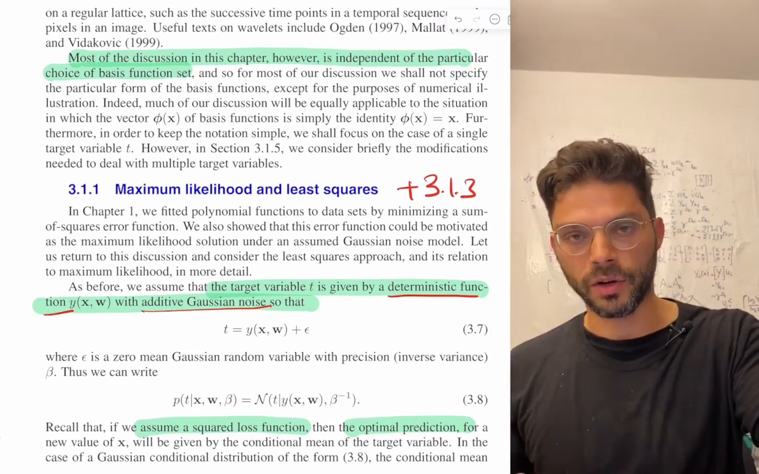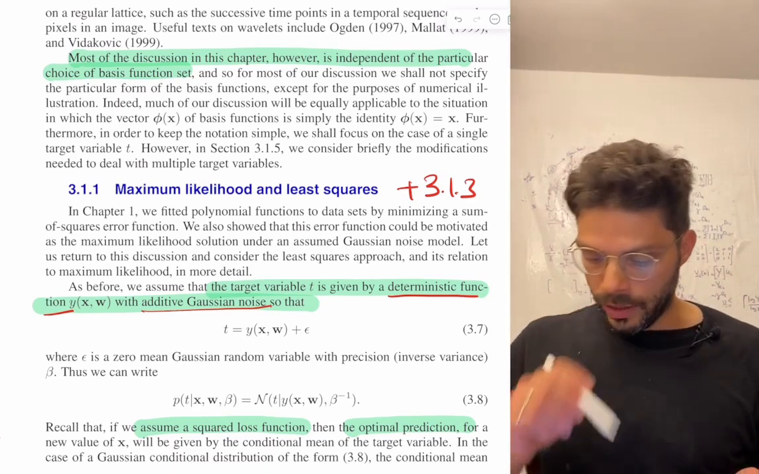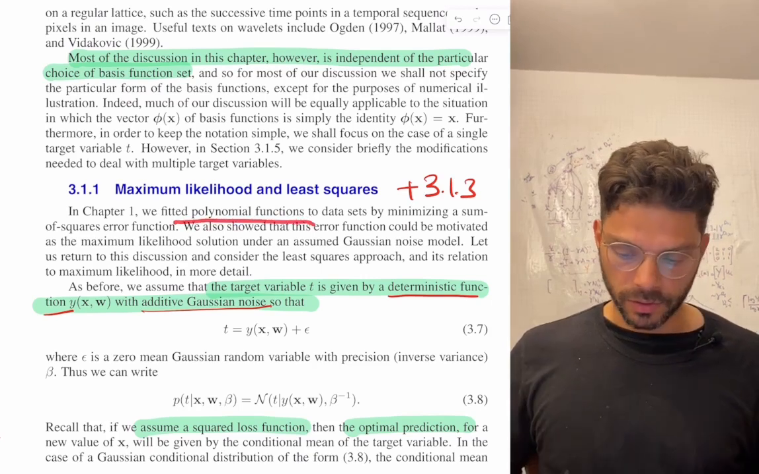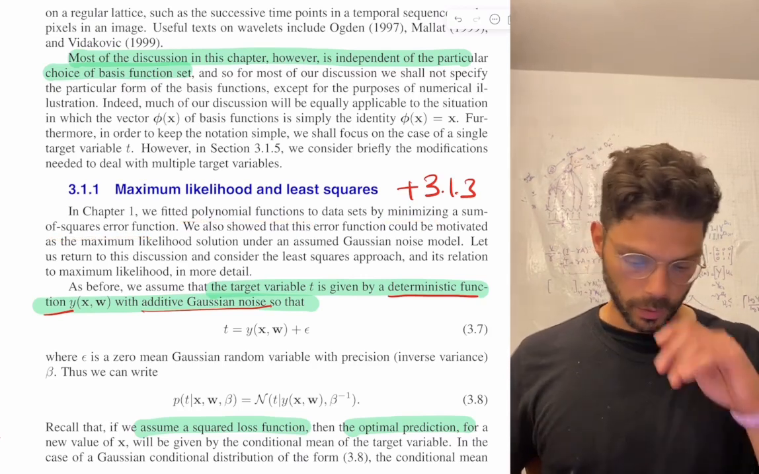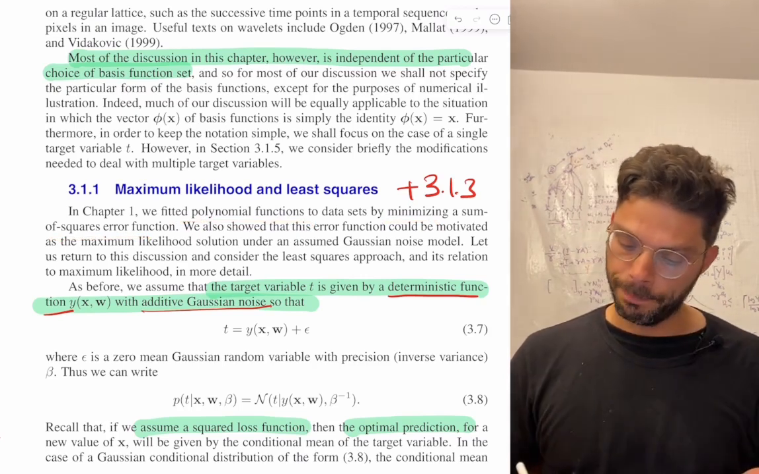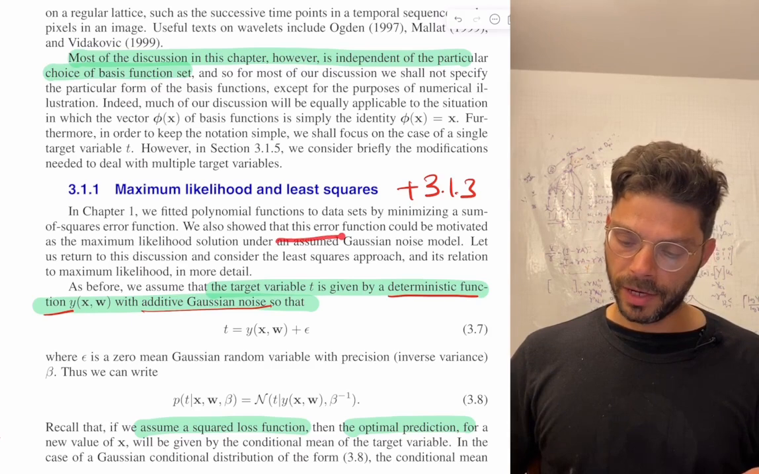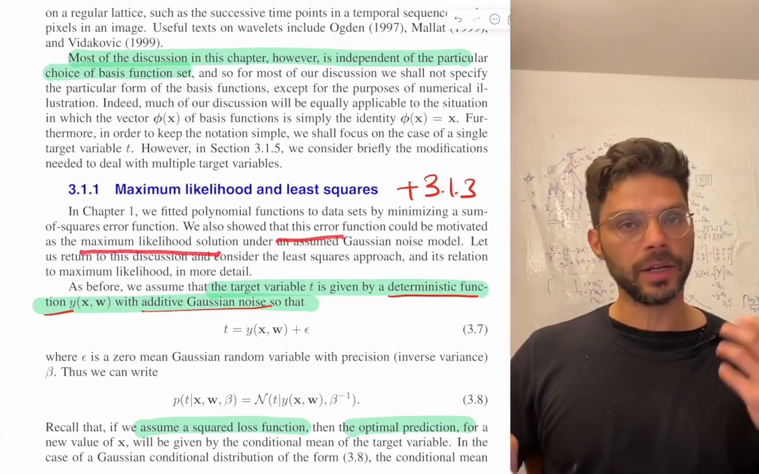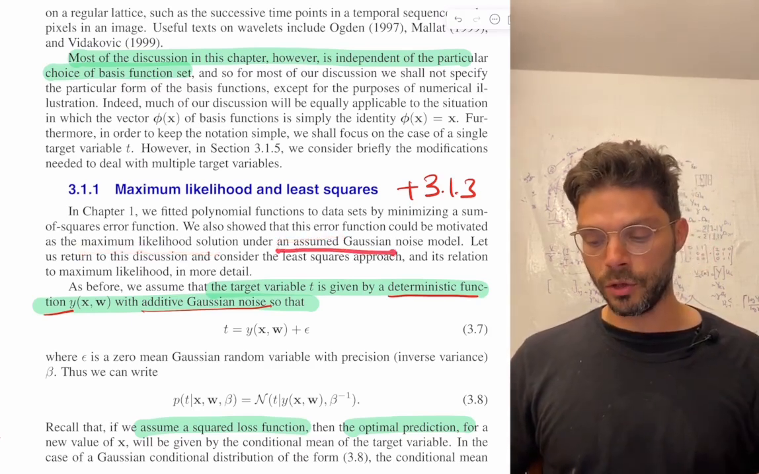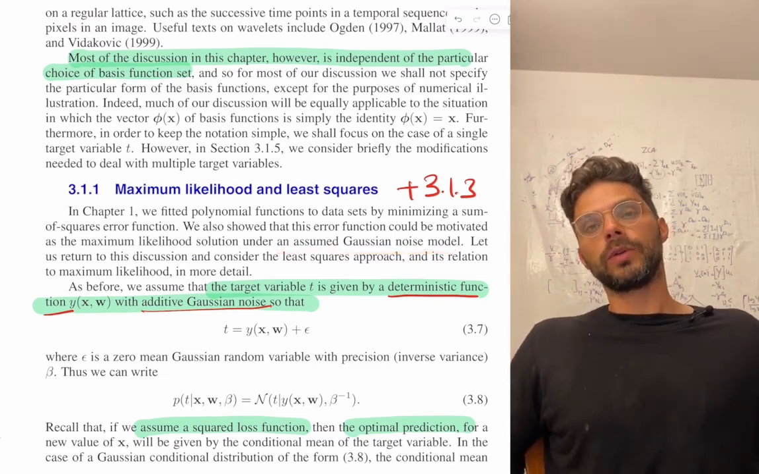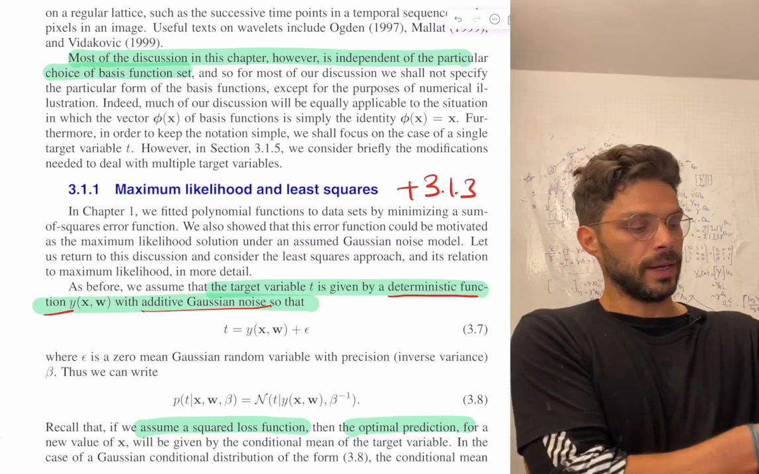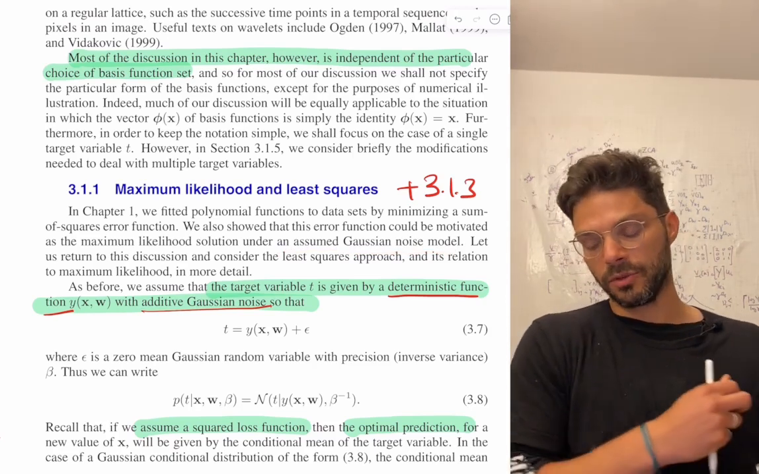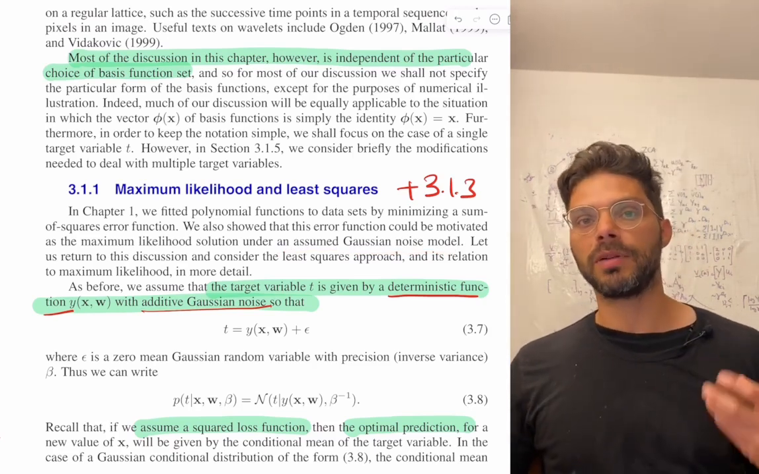So what is he saying? Okay, in chapter 1, we fitted polynomial functions to data sets by minimizing a sum of squares error function. So go back to that video if you've forgotten. We also showed that this error function can be motivated as the maximum likelihood solution under an assumed Gaussian noise model, and this was really cool, right? We came up with this heuristic idea, like this energy idea looks useful, seems reasonable, but then it turns out that it has a probabilistic interpretation.